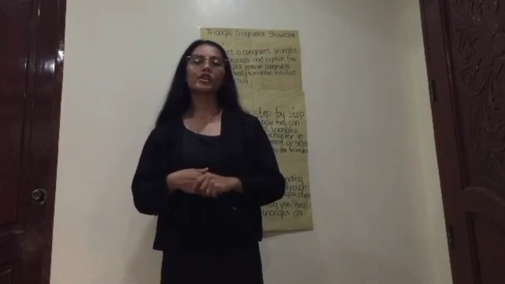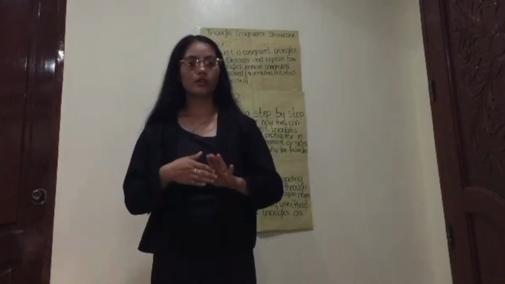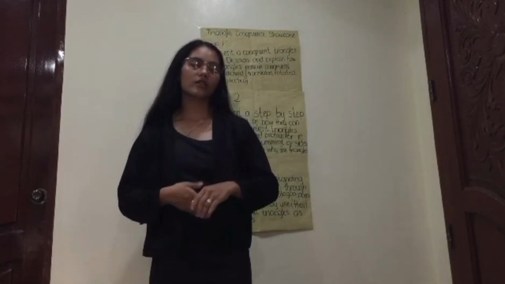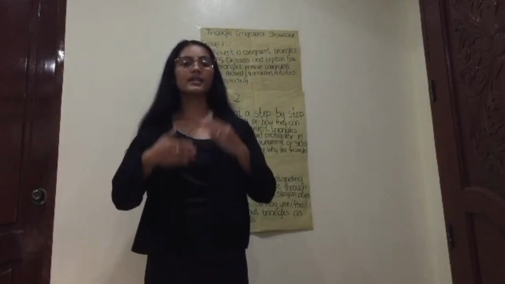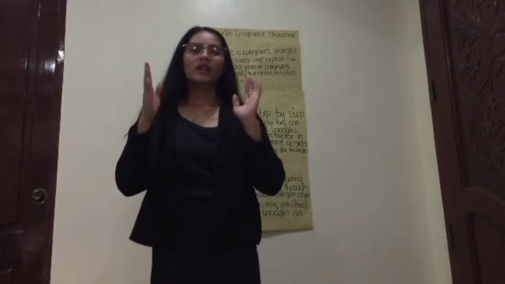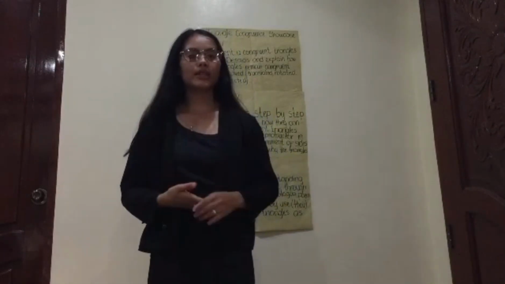So since you don't have any question, for your assignment, I want you to look for a real-life triangle congruence. Then use Desmos to create your triangle congruence. All you have to do is to label its sides and its angles. So do you have any question? Okay, none. So now let's proceed to the concluding activity.